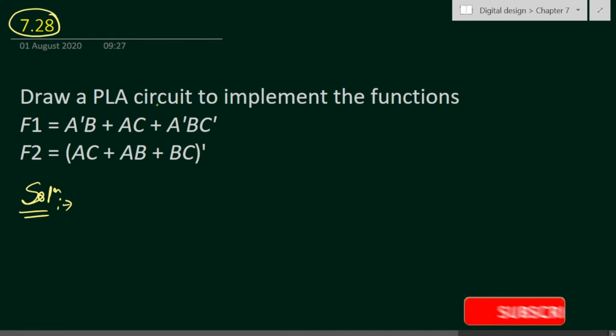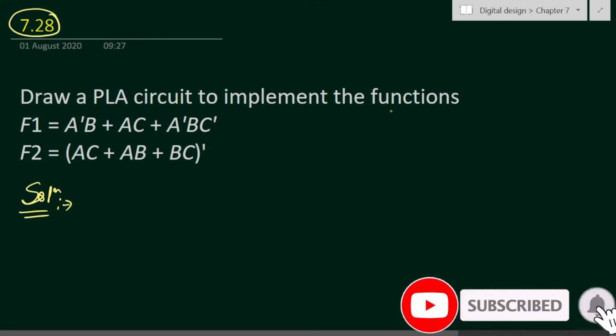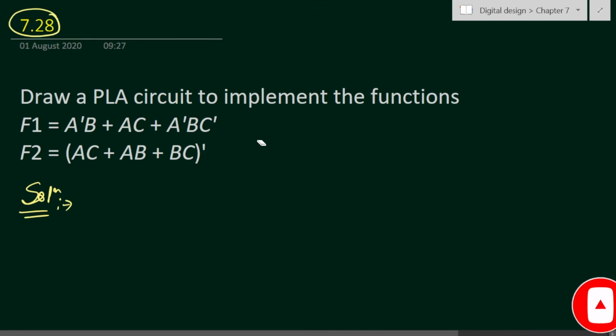Draw a PLA circuit to implement the functions. So these are the two given functions. We have to draw the PLA circuit, that is, the programmable logic array circuit. We are directly given the functions, so we can directly implement these two functions.